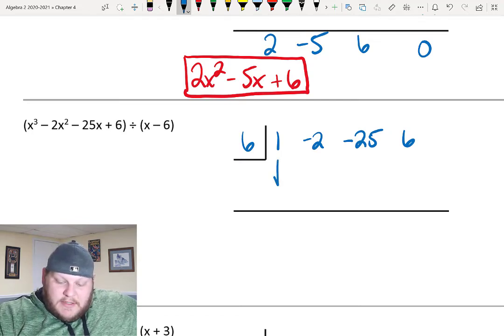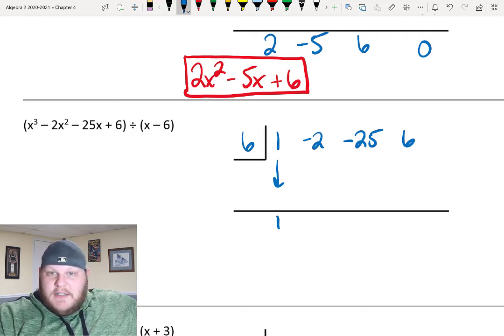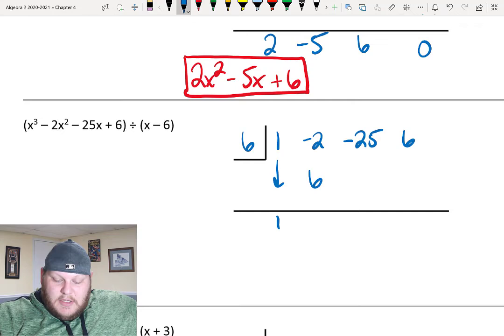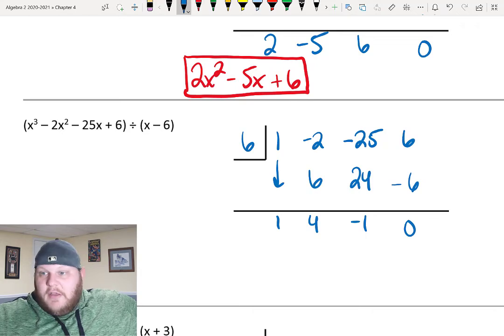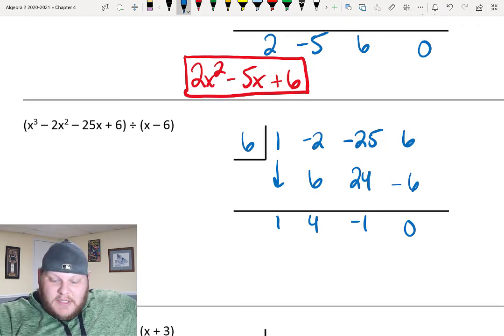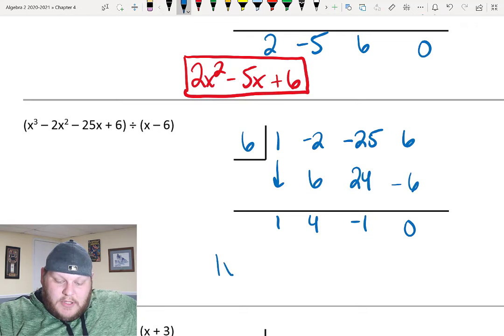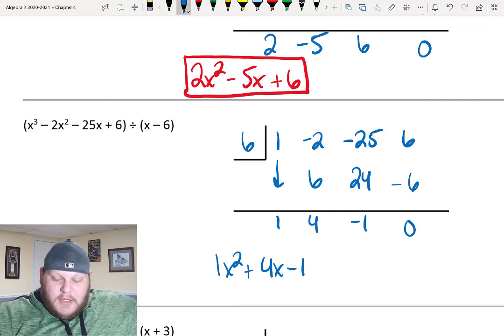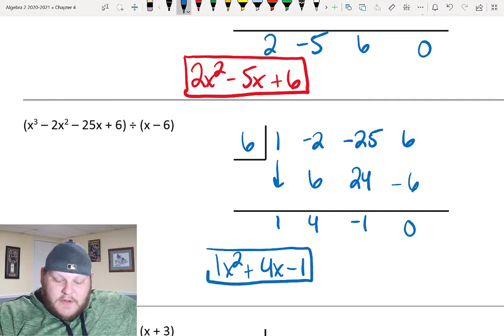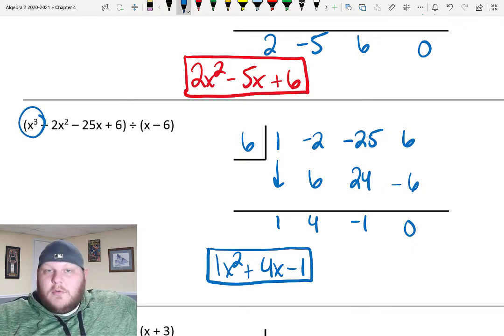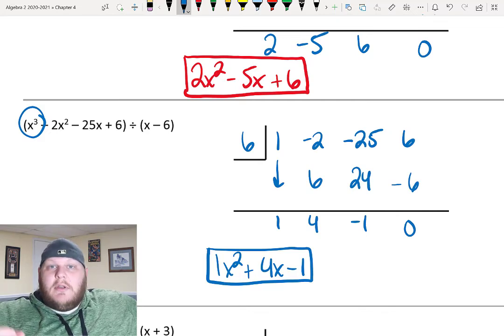So synthetic-wise, drop my first term down is a 1, and then I start multiplying. 6 times 1 is 6. Negative 2 plus 6 is 4. 6 times 4 is 24, which adds up to negative 1. 6 times negative 1 is negative 6, which adds up to 0. We've got another one that has a remainder of 0, so it divides evenly. And my final answer would be 1x squared, or just x squared, plus 4x minus 1. My remainder is 0. And again, I know that those coefficients are going to be x squared, x, and the constant, because I started with an x cubed, which means my answer is going to be just 1 degree less than that.